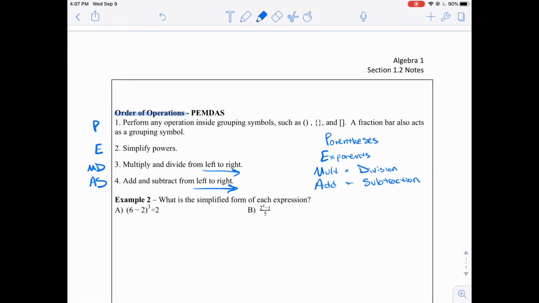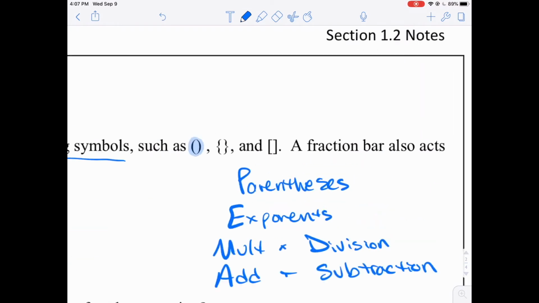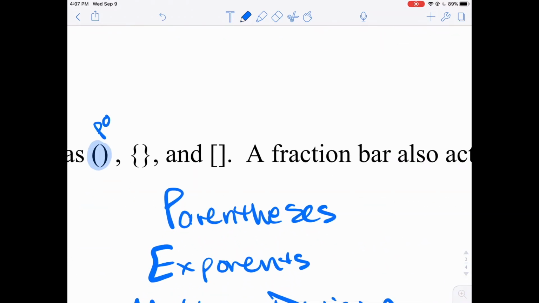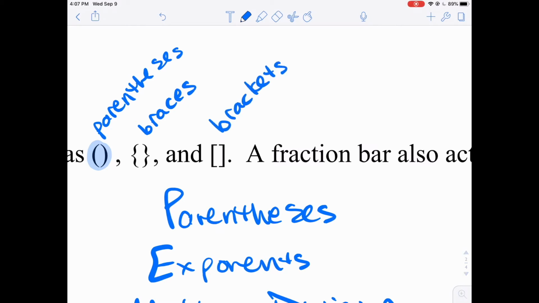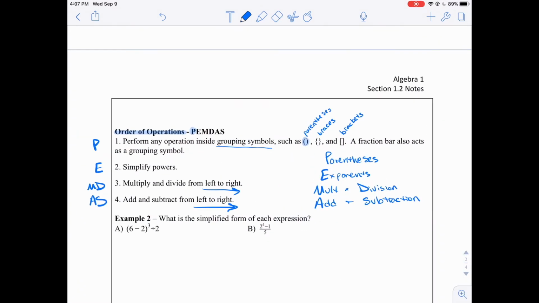Now, PEMDAS is a little bit of a misnomer because this P stands for parentheses. These are parentheses right here, but any grouping symbol is totally fine. And what I mean by a grouping symbol, yes, parentheses, but also these guys are called braces. They're curly braces, and these guys are called brackets. You don't have to know what they're called. Just know to do the stuff inside them first, and then simplify your power, like x cubed, and then multiply and divide, whoops, and then add and subtract.